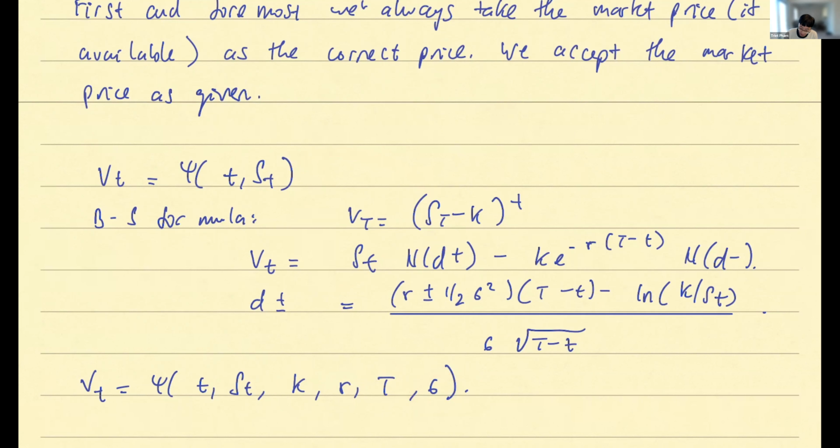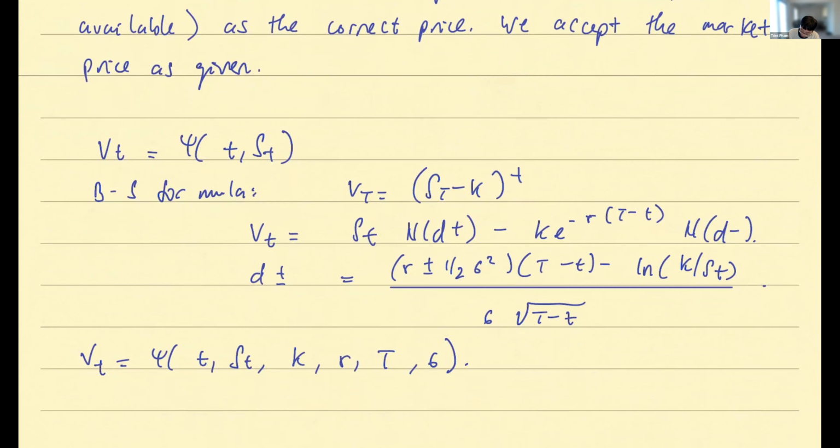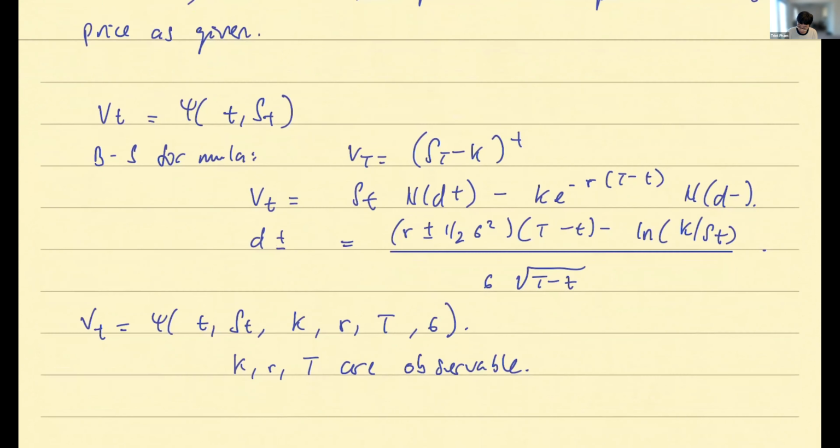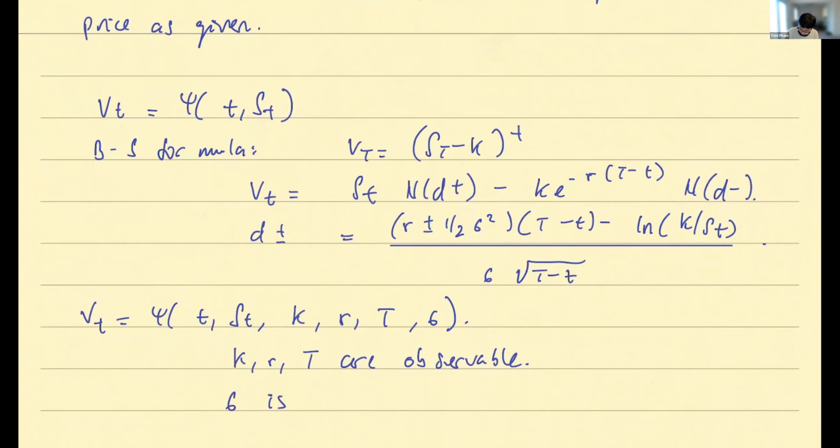Okay. Now, when you stare at this for a little bit, you will realize that among all these so-called parameters, we don't think of these as parameters, these are variables, but these are parameters, 3 of them are observable, or are actually observed. You do know what these are. These are specified in the contract, and you can read them off the money market. But sigma is not observable.